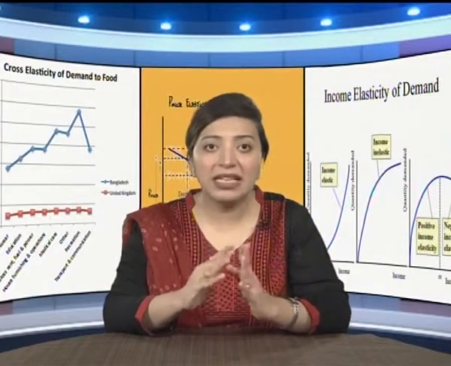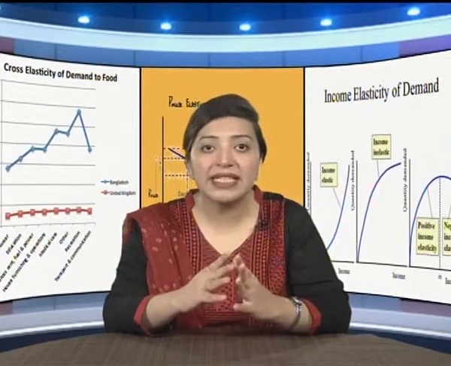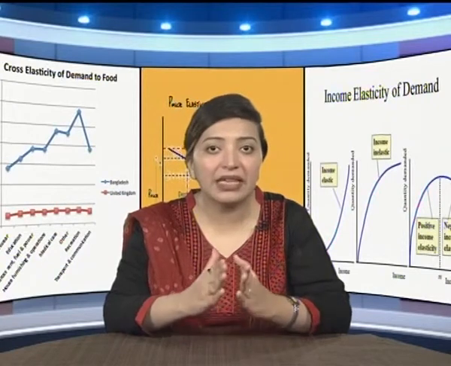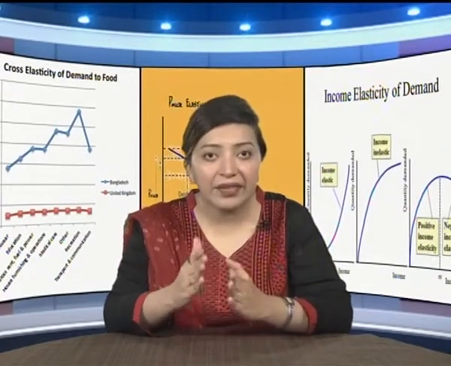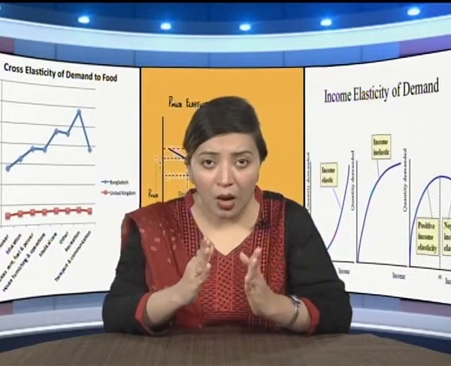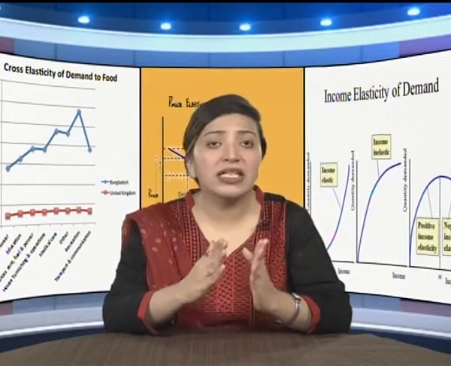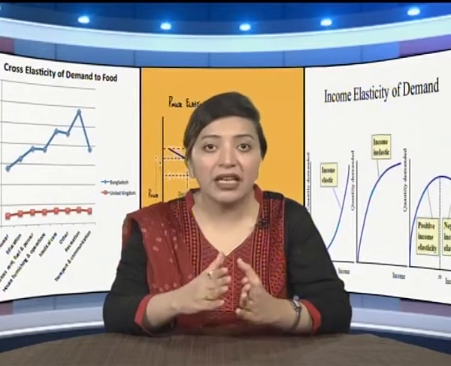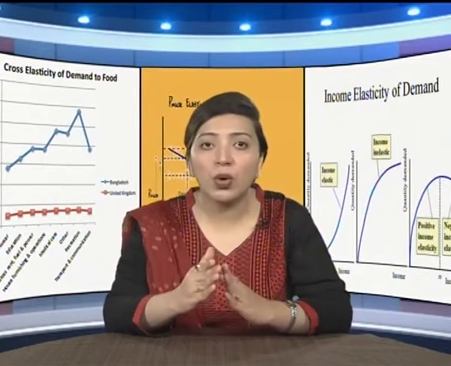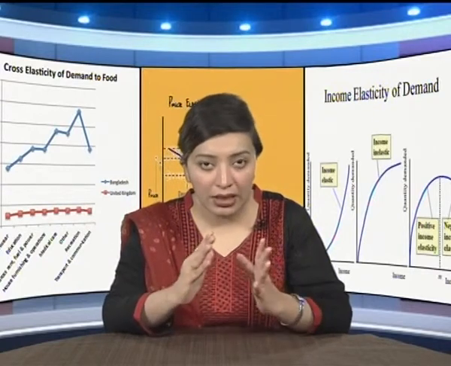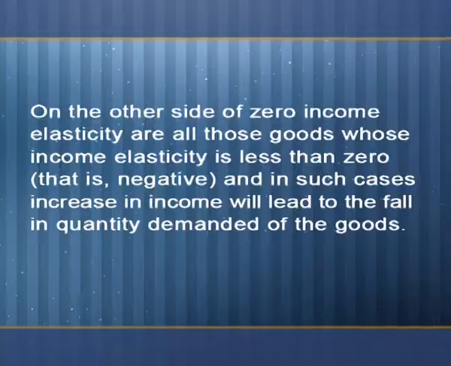Besides, zero income elasticity is significant because it represents the dividing line between positive income elasticity on one side and negative income elasticity on the other side. On the one side, when income elasticity is more than 0, that is positive, then an increase in income leads to an increase in quantity demanded of the good. This happens in the case of normal goods. On the other side of zero income elasticity are those goods whose income elasticity is less than 0, that is negative, and in such cases an increase in income will lead to a fall in quantity demanded of the goods.